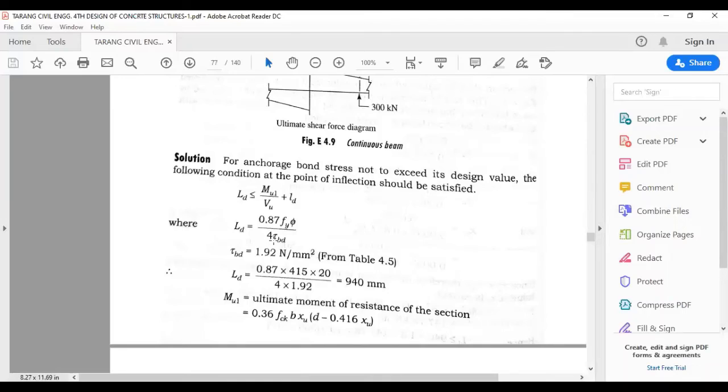And as we know, LD is 0.87 Fy phi upon 4 times tau BD. Again from table 4.5, for the given grade of steel and concrete, the value of tau BD is 1.92 Newton per mm square. Substituting these values, we get LD as 0.87, Fy is 415, and phi is 20, divided by 4 multiplied by 1.92, and this is 940 mm.